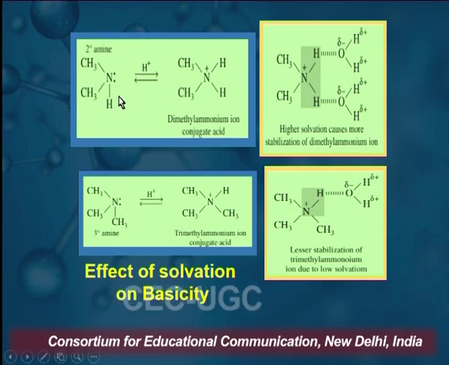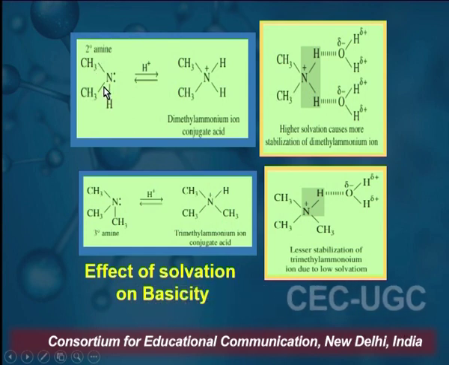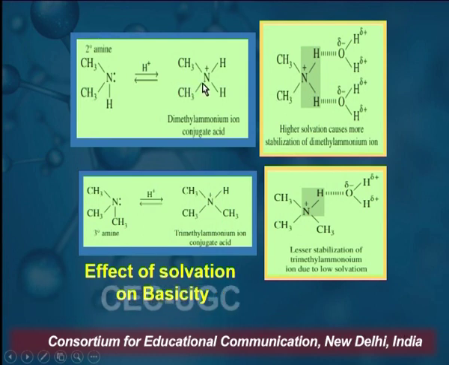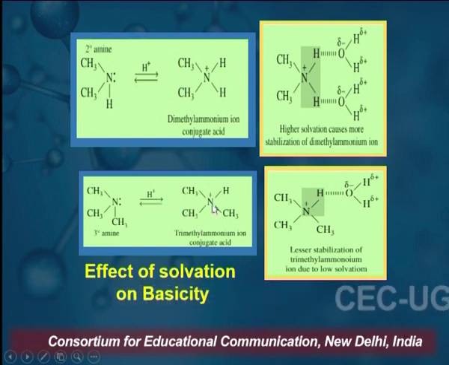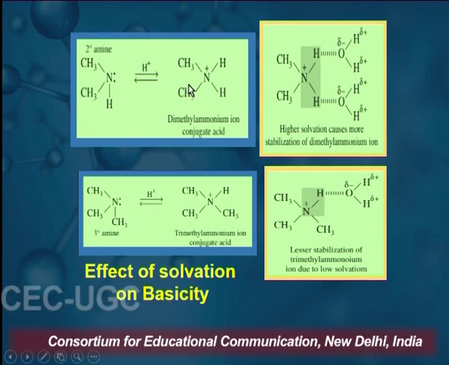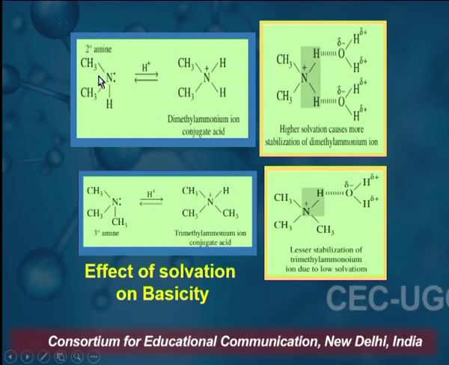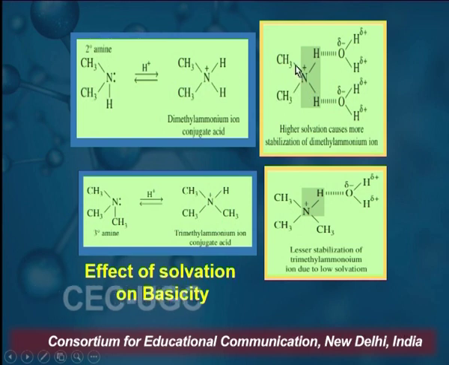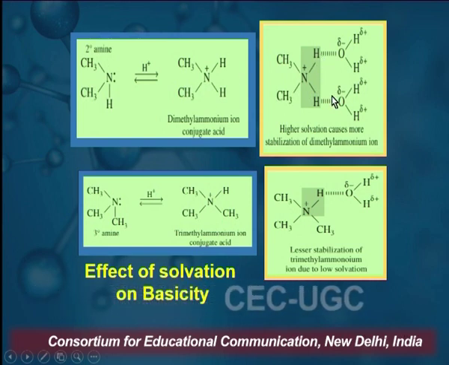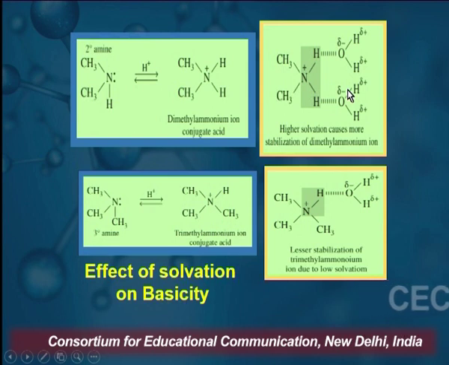The second effect is the solvation effect. We have a secondary amine which will take up a proton, and will form a conjugate acid which is dimethyl ammonium ion. Similarly, tertiary amine will take up a proton and will form a trimethyl ammonium ion. Now, it is the stability of this conjugate acid which will determine the basicity of amine. The dimethyl ammonium ion, as we can see here, is stabilized because the solvent molecule, we are talking of aqueous phase, so the water molecules will form bonding with the hydrogens which are present on nitrogen.